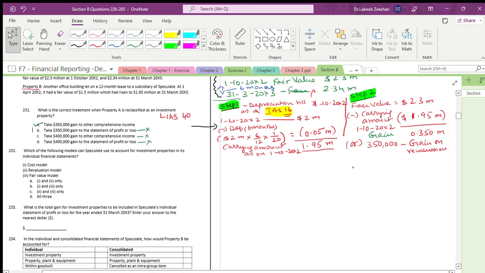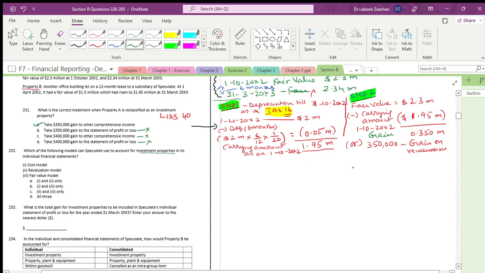Fine. Can I go to the next one? What it says: which of the following models can Speculate, the company name, don't get confused, use to account for investment properties in its individual financial statements? Is it right? When we are talking about investment properties, is it right?